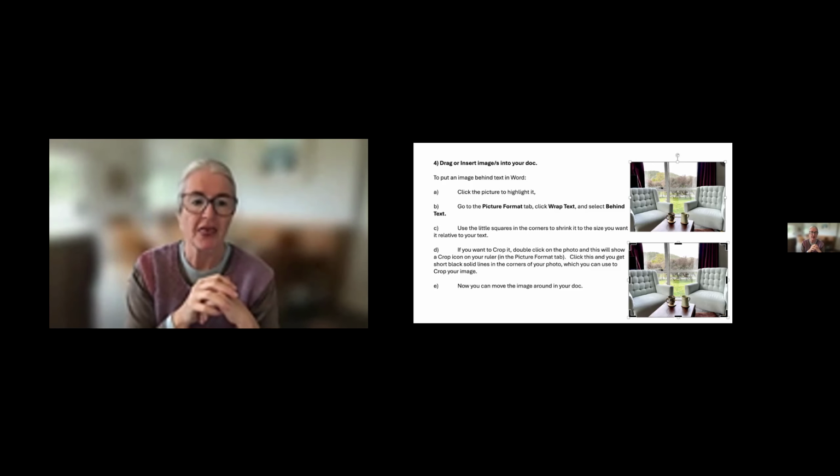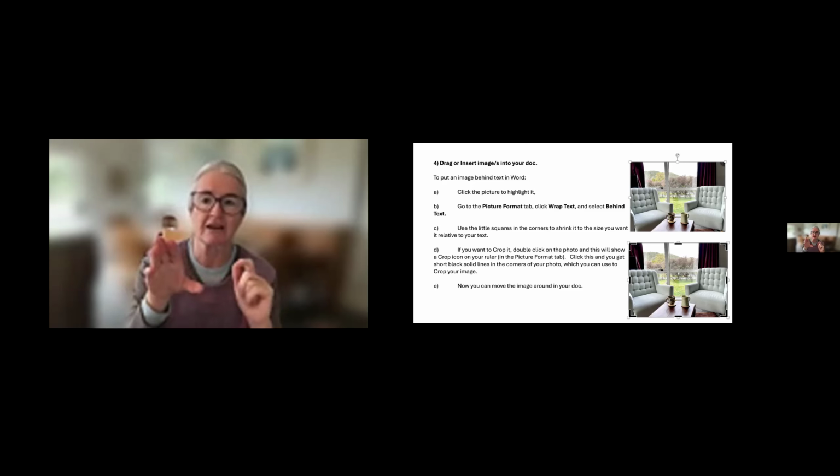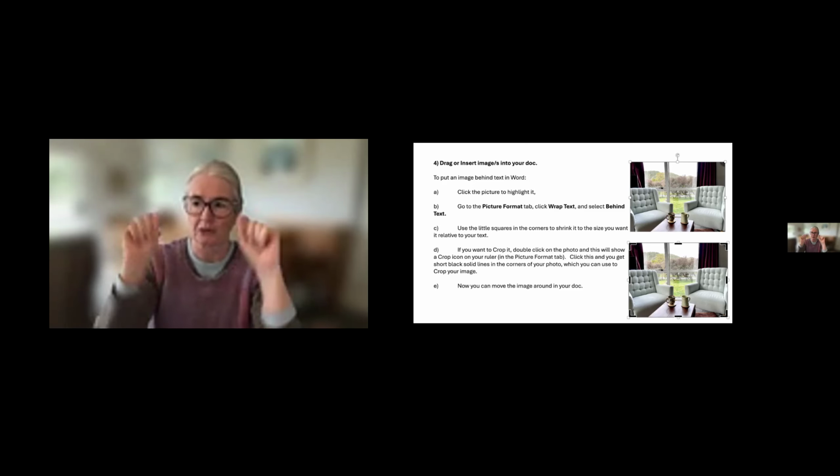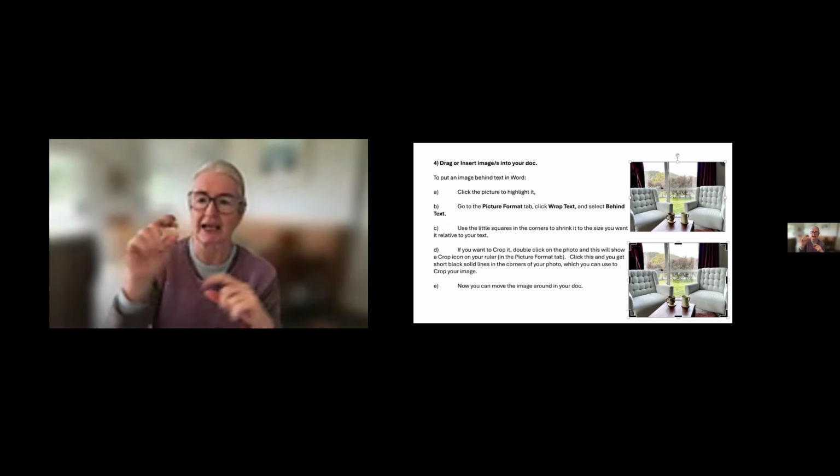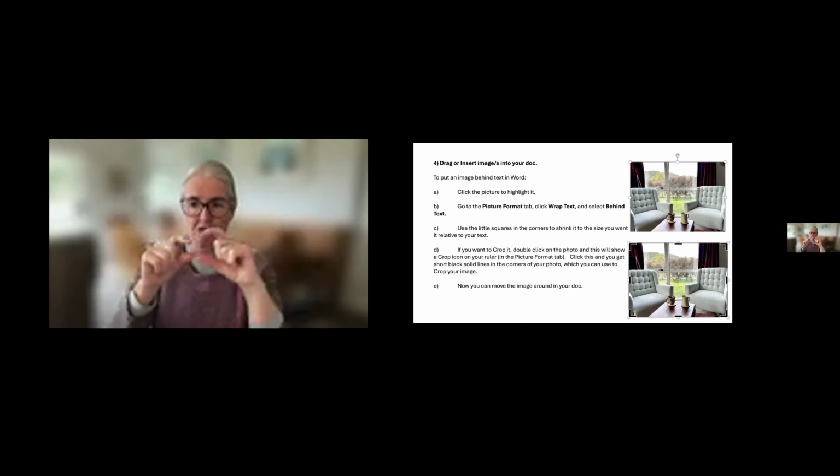So good. Then what you're going to do is shrink it. It's probably going to come up really quite big on your Word doc. You want to shrink it, so you can see here when it's highlighted, it gives you those little white dots around it. And so you click on those, click on the corner ones to resize the image.